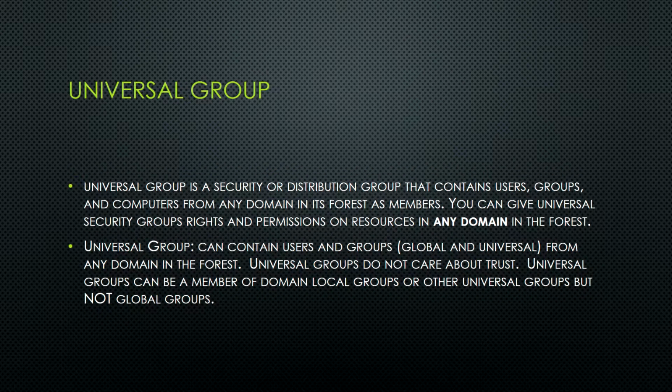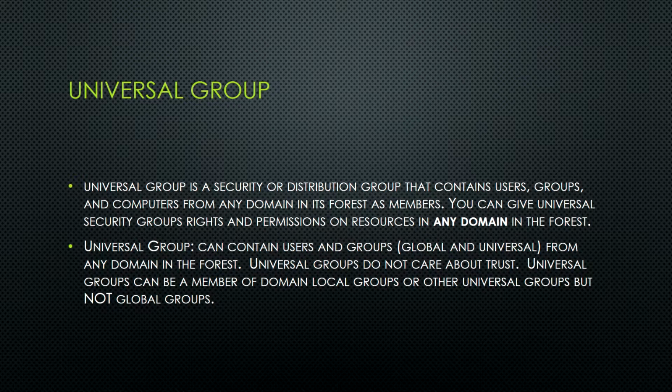Then finally, we have the universal group. This is a security group or a distribution group that contains users, groups, and computers from any domain in its forest as members. You can give universal groups rights and permissions to resources in any domain in the forest. So universal groups can contain users and groups from global and universal groups from any domain in the forest. Universal groups do not care about trust, and universal groups can be a member of domain local groups or other universal groups, but not global groups.